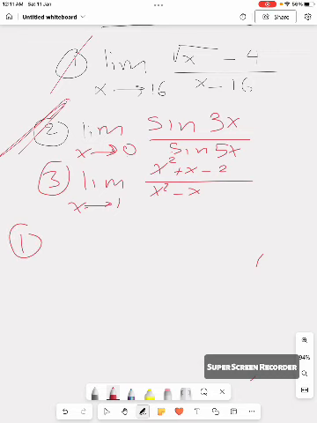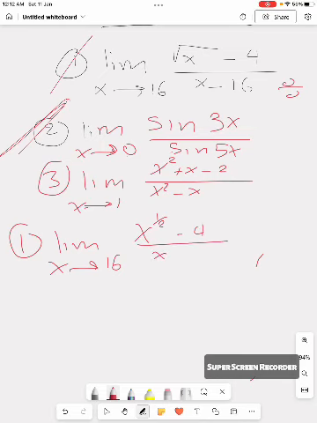So let us check the easiest way to solve this. If you substitute 16, we get 0 over 0. So this becomes 0 over 0, so direct substitution will not work. So we use L'Hopital rule. X power half minus 4, divided by x minus 16.